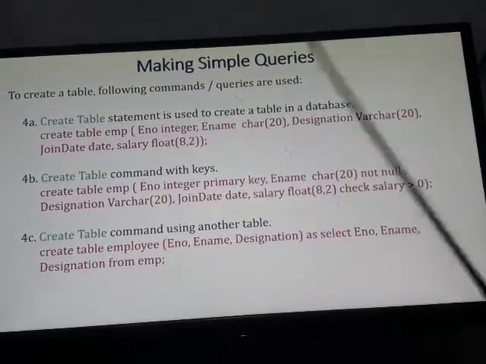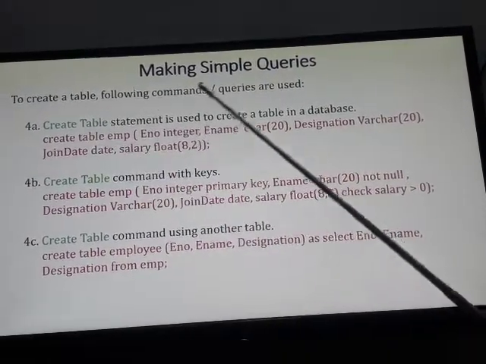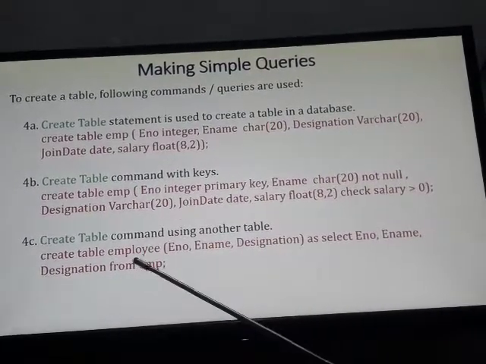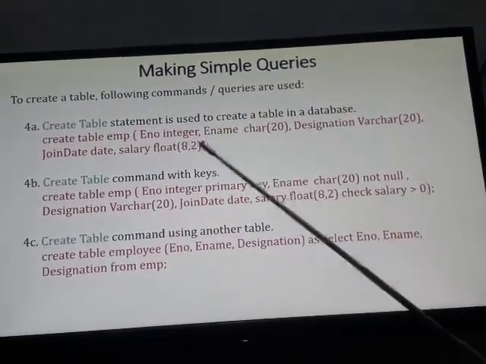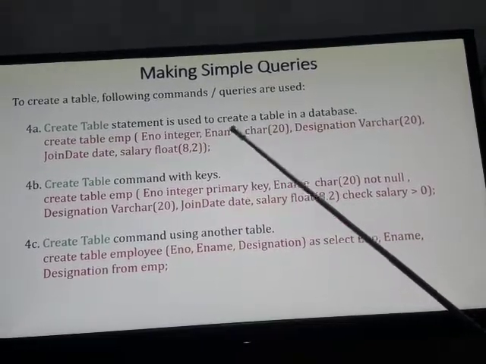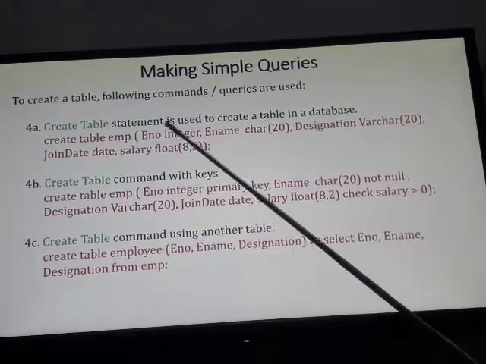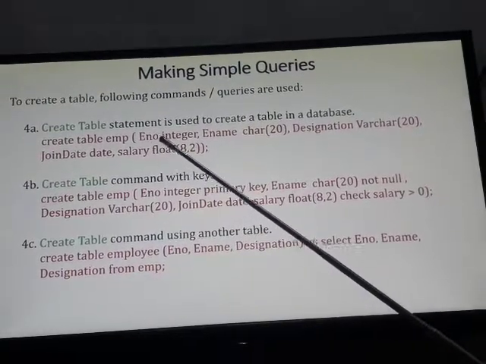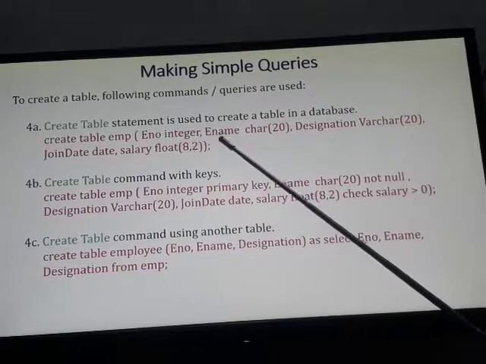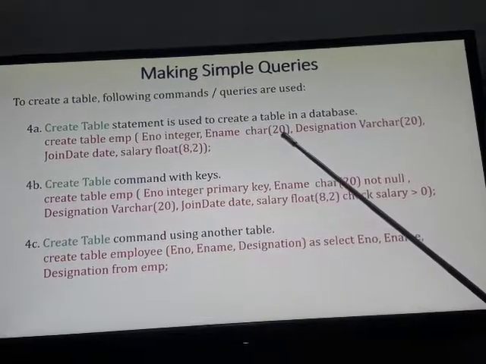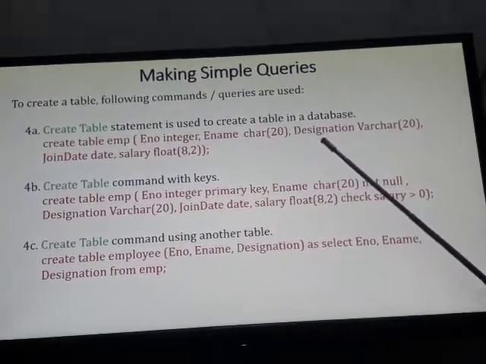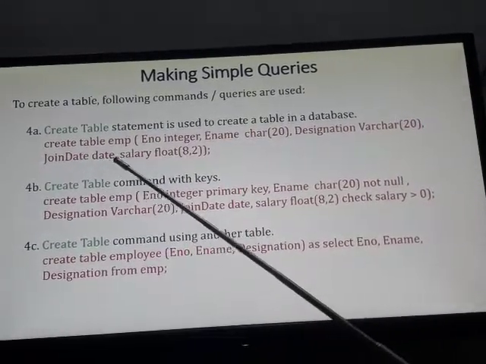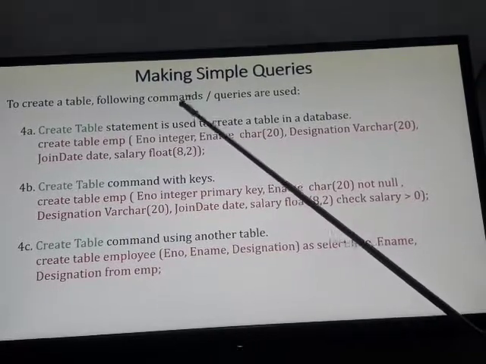Now first of all, we have to create a table in that database, and for this purpose 3 create table commands are used. First command is used to create table simply with the field names, their types and size. This is an example, create table emp, where first field is enumber of type integer, second field is ename of type char and with size 20, third field is designation of type varchar and size 20, join date is of type date and salary is of type float.